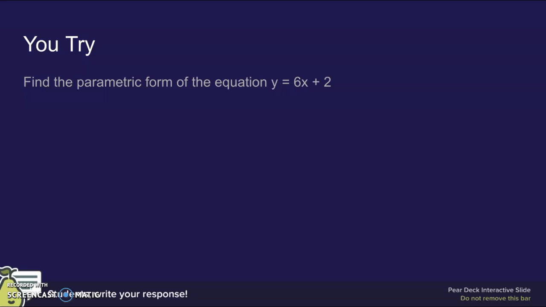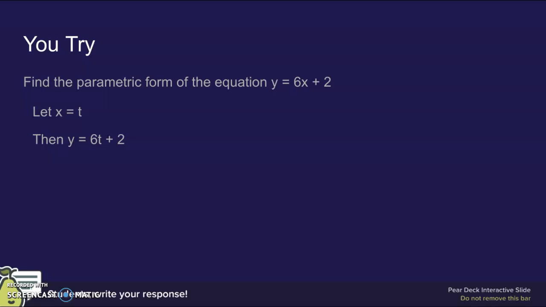All right, you try. Well, if you decided to let x equal t, that's a good choice. And then you sub it in, you get y equals 6t plus 2. And that would be the parametric form for the equation.